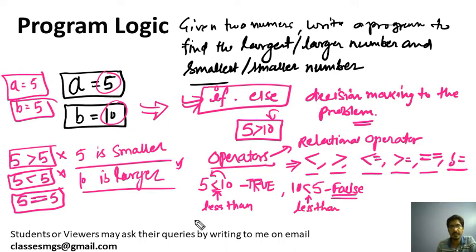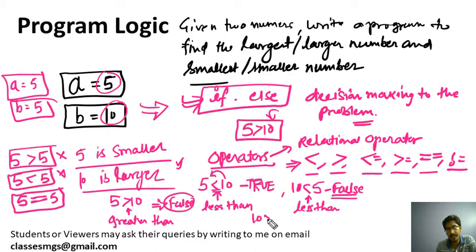Similarly, greater than works. Let's suppose 5 is greater than 10. This is known as greater than. Then what will be the value? False, because the condition is not true. Let's suppose 10 is greater than 5. This means 10 is greater than 5. Yes, so it is true. So this is how decision making works with these operators.